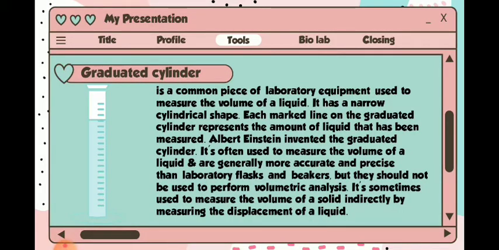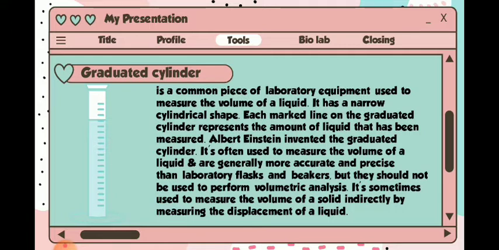Next one is a graduated cylinder. It is a very common piece of laboratory equipment used to measure the volume of a liquid. It has a narrow cylindrical shape. Each marked line on the graduated cylinder represents the amount of liquid that has been measured. Albert Einstein invented the graduated cylinder.